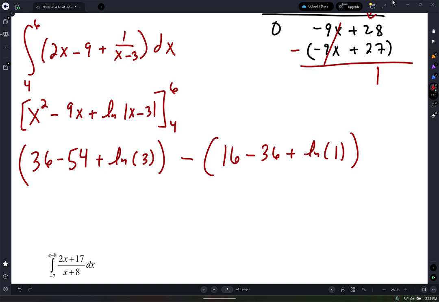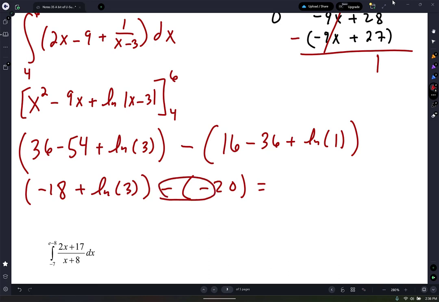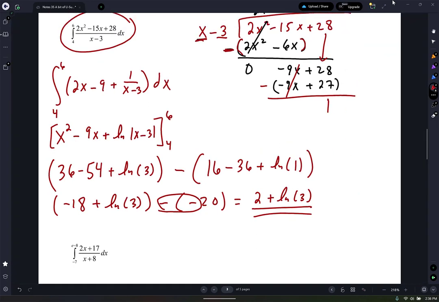All right, let's see what we got here. The difference between 36 and 54 is negative 18. Plus ln of 3, minus 16, 26, 36, that's negative 20. And ln of 1 is 0. So now, minus a negative turns to a plus. So negative 18 plus 20 is 2, plus ln of 3. And there it is. Yay or nay? Yay. Okay.